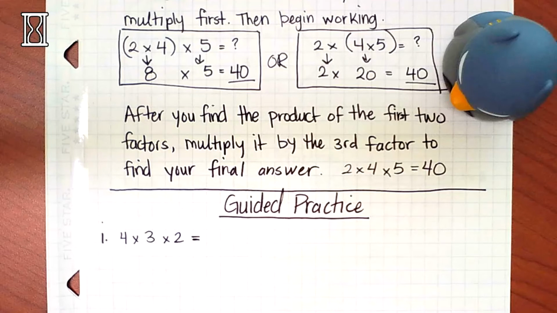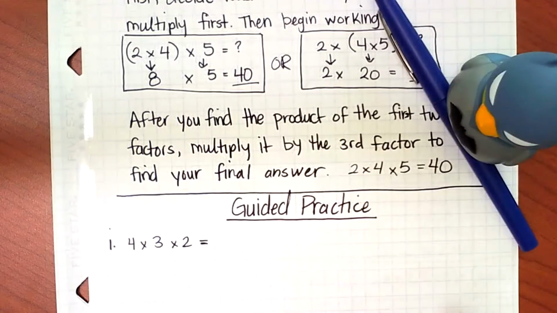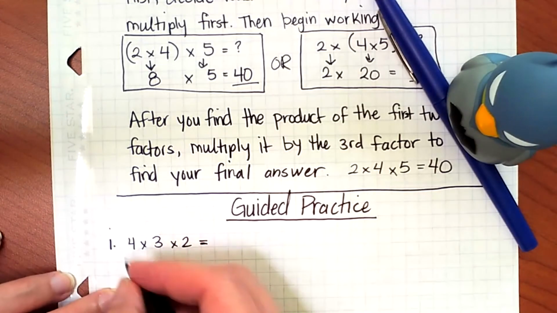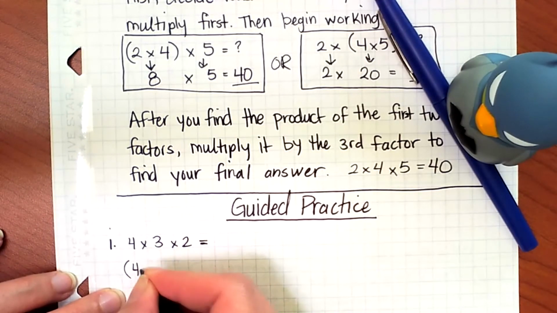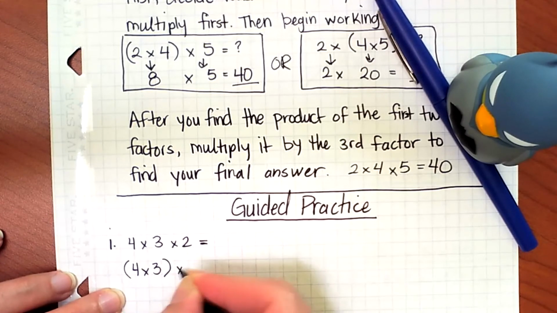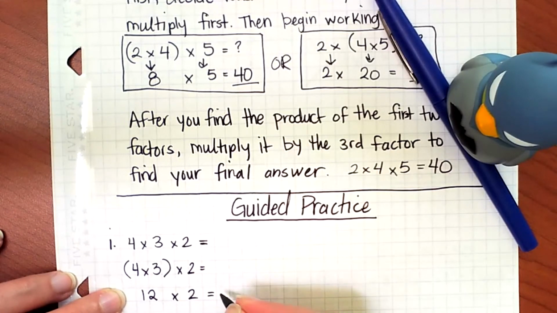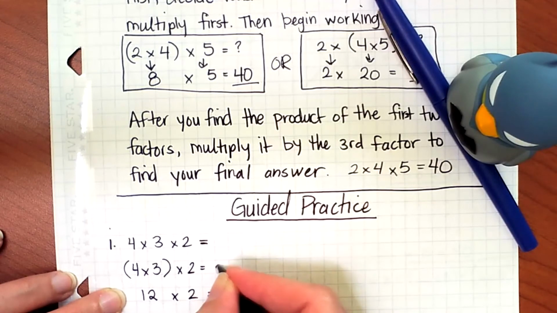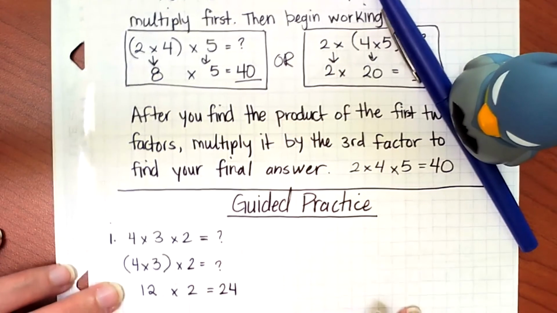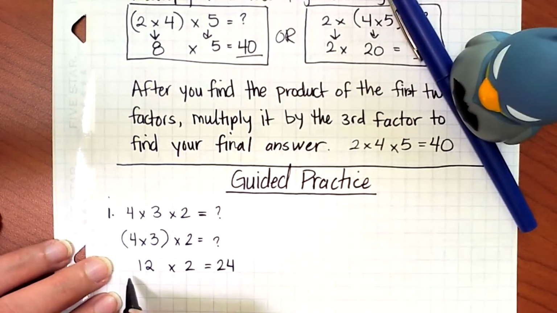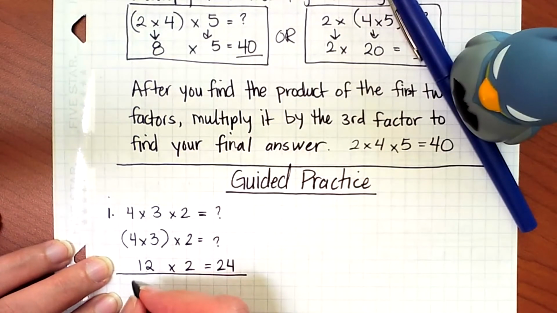So let's go ahead and think about how we're going to do this. All right, so I'm going to begin multiplying, and I'm going to say that maybe I want to start with my 4 times 3. So I'm going to put my 4 times 3 in parentheses, and then the times 2 out here. Now I know 4 times 3 is equal to 12, and 12 times 2 is equal to 24. Now I also could have done it another way, and I could have done 4 times the product of 3 times 2.